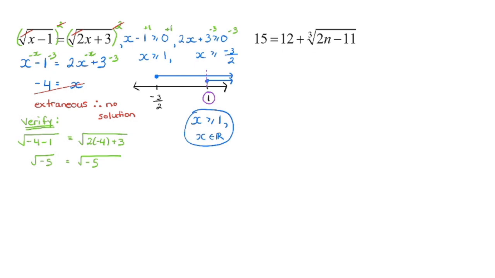In our next one here, you can see that we now have a cube root. So in order to do the restriction, because it's a cube root, we can have a negative radicand. We just have to say that that variable has to be a real number.